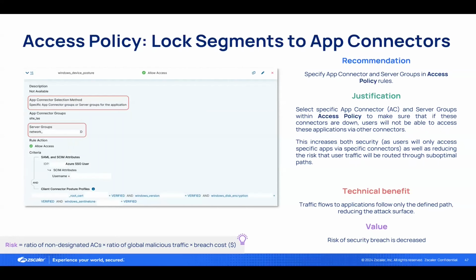Next, it's recommended that you have specific app connectors dedicated to specific application segments, and that when creating access policy rules, you lock those rules to those specific application connectors. Selecting specific application connectors or server groups with an access policy will ensure that if these connectors are down, users will not be able to access these applications via other connectors. This increases both security, as users will only access specific applications via the specific connectors you've chosen to do so, as well as reducing the risk that user traffic will be routed through suboptimal paths.